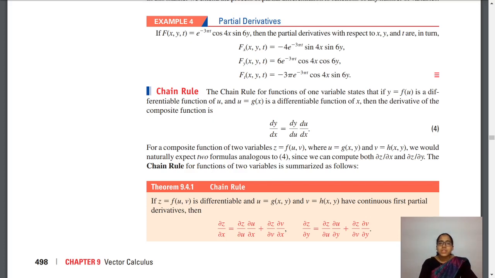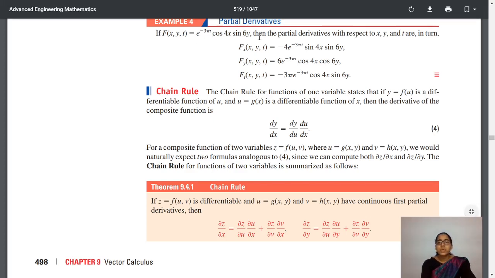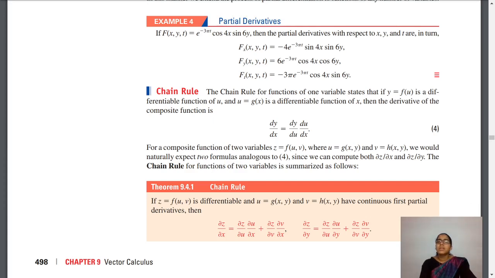To find the partial derivative with respect to x, we will keep y and t constant. So this term e raised to minus 3 pi t is a constant, sin 6y is also a constant. So we just have to differentiate the value cos 4x. What is the derivative of cos 4x? It is nothing other than minus 4 sin 4x.